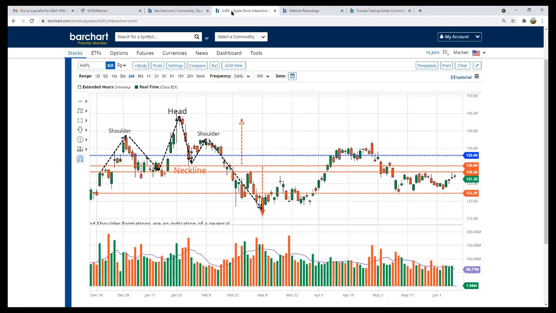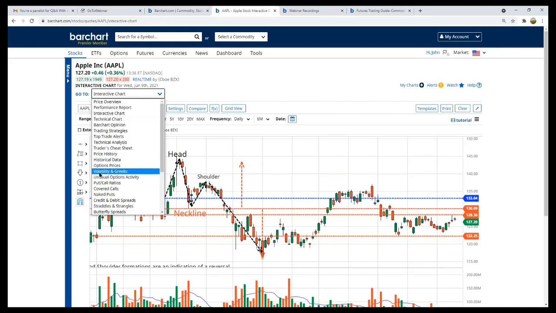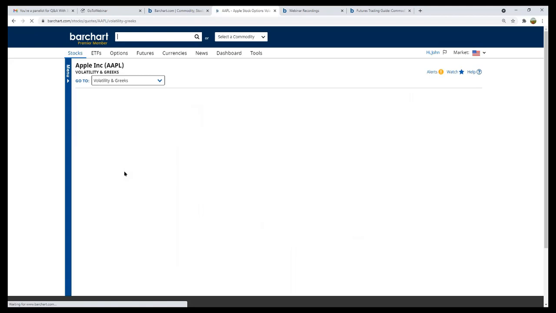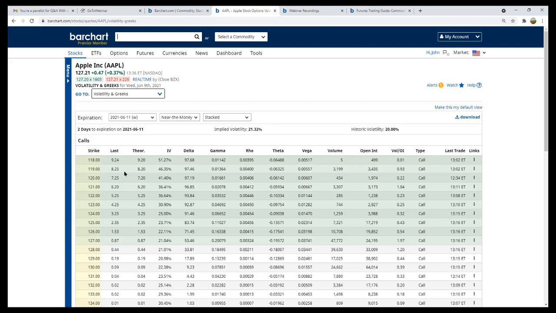All right, so let's go back to Apple and, hang on, I'm going to go down here where it says volatility and Greeks. And inside of here, this is a question from Sonia. So here are all those factors that are going to influence the price of our option: our implied volatility, delta, gamma, rho, theta, vega, and also the price of the underlying stock. Those all have influence on our options.